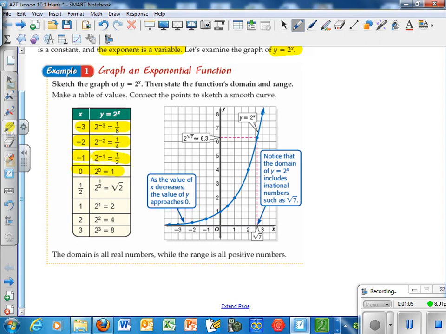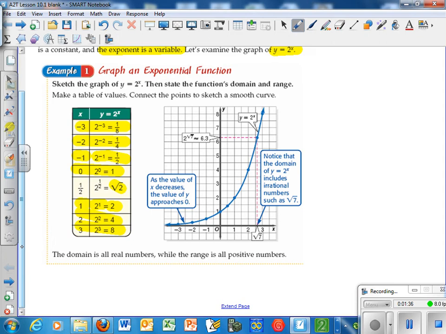0 power is 1. Okay, and then they do put in a half, so it's 2 to the 1/2 power, which is square root 2. So they pick one in between integers there, just to show you what's going on with that. And then 1 is 2 to the first, or 2, 4, 8. Now they don't go any further, but as they get to 4, 2 to the 4th power, this is going to start shooting up real fast. So you can kind of see here what the graph is doing.